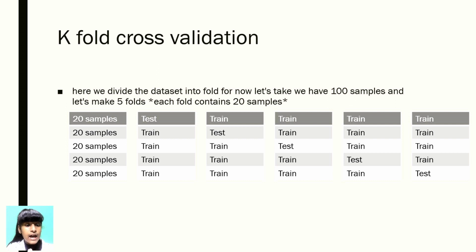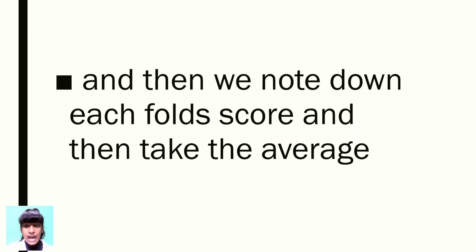In the first testing time, we put the first fold as test dataset and the rest 4 folds as training dataset. And the second time, we're gonna put the second one as the test dataset and the rest all as the training dataset. The same thing we're gonna repeat until the last one is gonna be the test dataset. And then we note down each fold score and then take the average of the score.